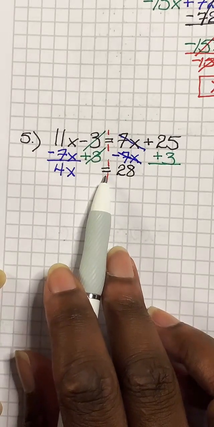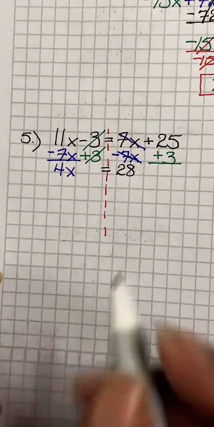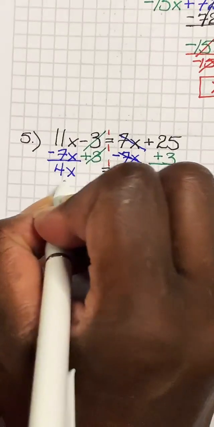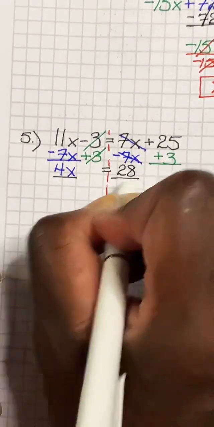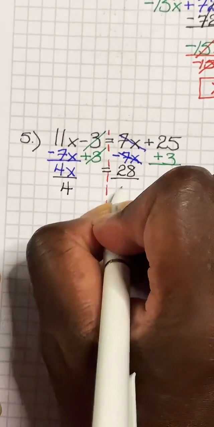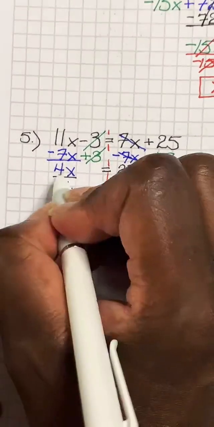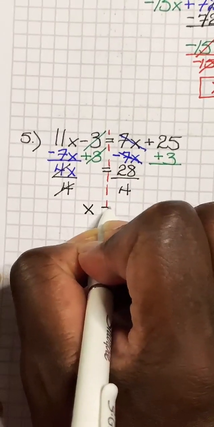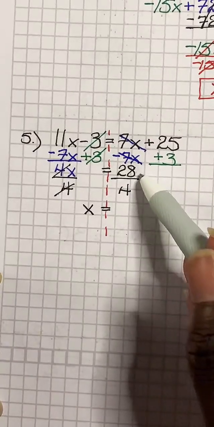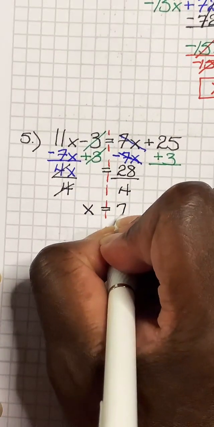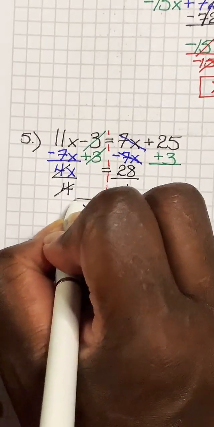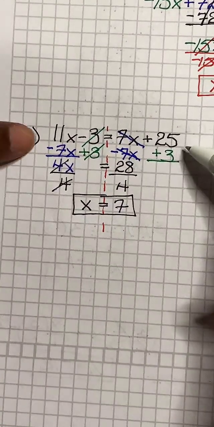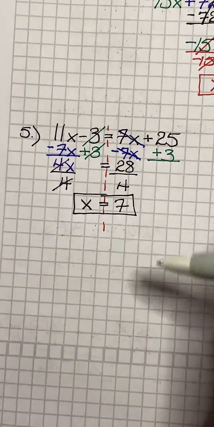So make sure that's an equal sign. So now we are going to divide both sides by a positive 4. So 4 divided by 4 gives me 1. So we got our x. We got our equals. Now 28 divided by 4, that gives me my 7. So the number that's going to make this a true statement is going to be a positive 7.